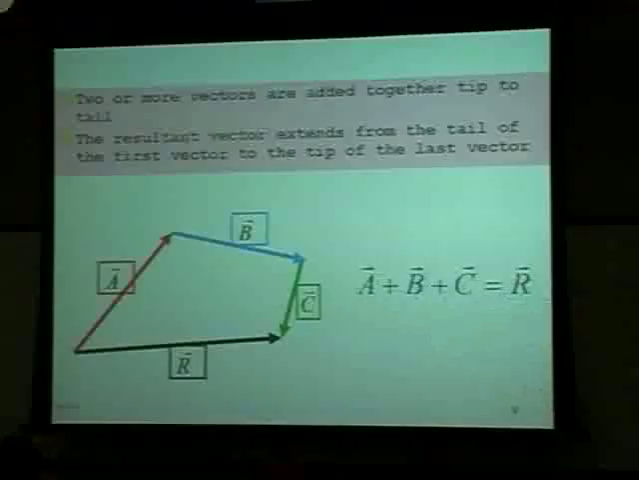I would write it like this. Vector A plus vector B plus vector C equals R. And included in this is magnitude and direction.